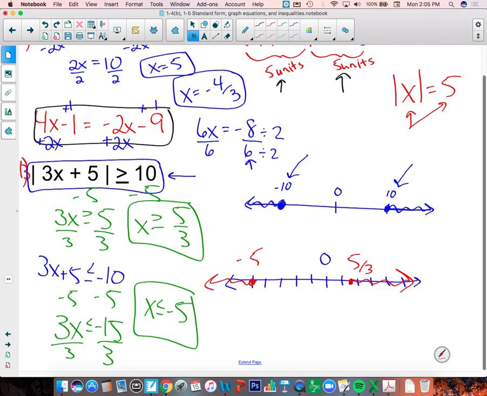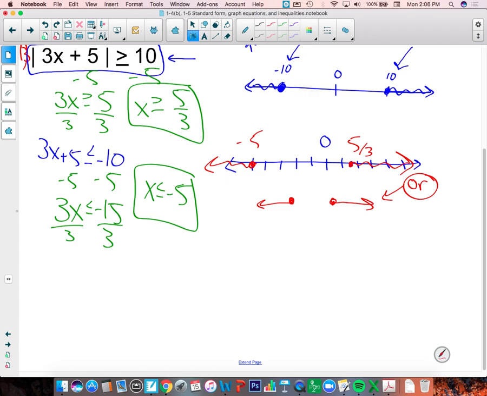One thing that I am kind of particular about on these is you have to know if it's an or or an and inequality. If it is an or inequality, like this one, you know that they're going to be going different directions. So ors are always going to look like this. This is an or. And inequalities, often called compound inequalities, are the ones that are like a dot here, then everything filled in between. These are and inequalities. If you got arrows pointing in the opposite direction, they are ors.